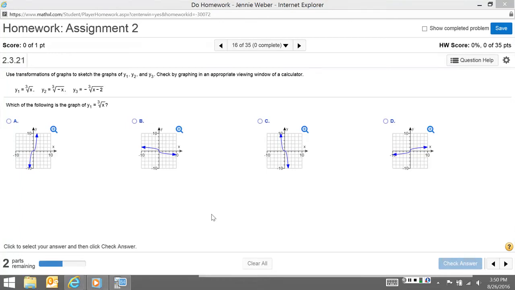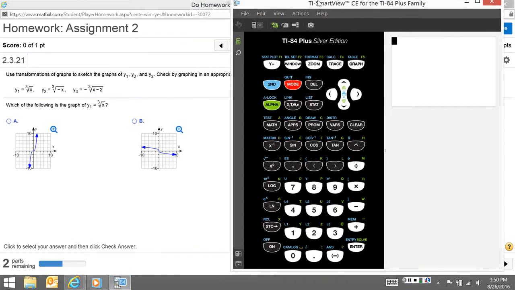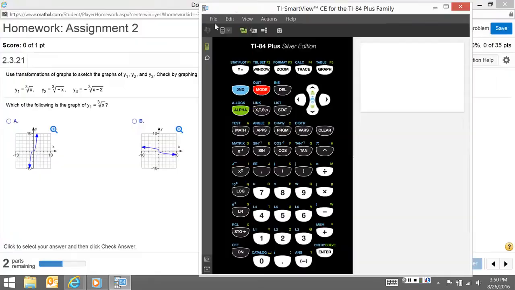Okay, we are using transformations to sketch a graph. And this is showing you how you can use transformations to build your graph. The idea is you're only memorizing about 6 graphs, and using transformations and translations, you can build them. This is a great place to use your calculator, because this is going to have us graph all 3 of these.